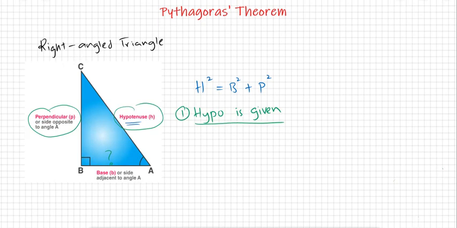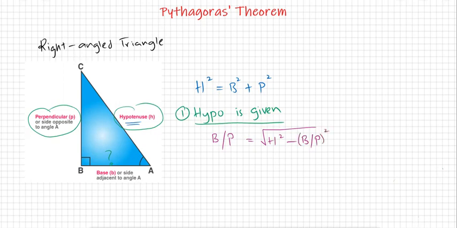In that case, I tell you one easy method to solve. What you are going to do is find out the base or the perpendicular, right? You have to find out the base or the perpendicular. So what you will do is apply a square root, and then apply a square on the hypotenuse and then subtract the other given side from this hypotenuse, whether it's base or perpendicular.